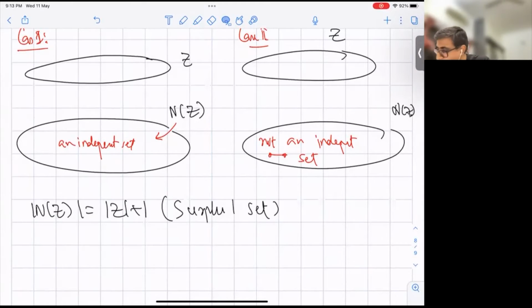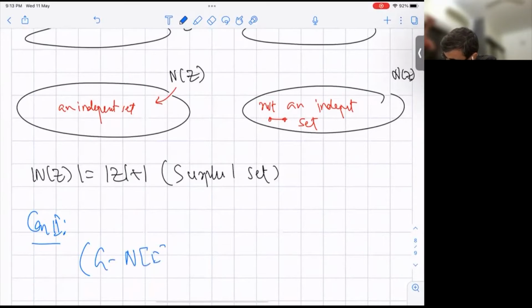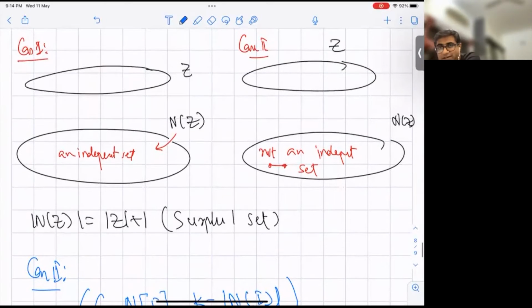So case 2, what is that? Case 2 is a reduction rule. What is the reduction rule? G minus the closed neighborhood of I, K minus the neighborhood of I. Is that fine? This is exactly like the triangle case, which is easy to analyze, but that argument can be moved to even these kinds of cases. Okay.